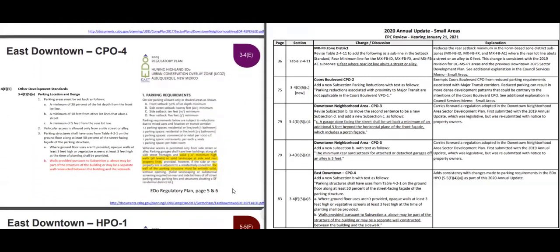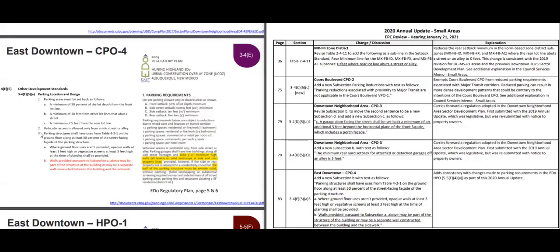The next set of changes apply to the East Downtown CPO 4. This is showing up in the IDO on page 83, and the section references 34E5A3. This would be to add a new subsection B, shown over here in red, to read: parking structures. This is not matching up. Oh, okay, so this starts out with reading the whole three.